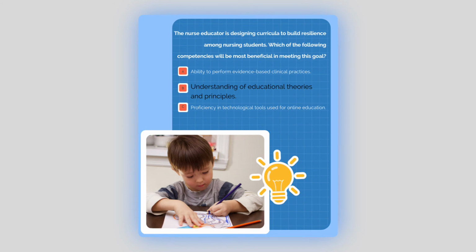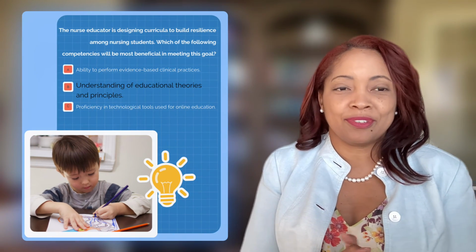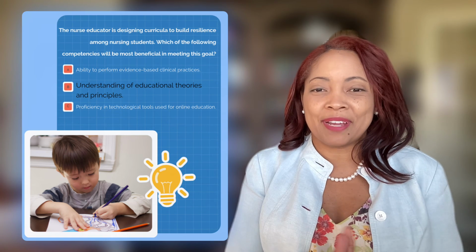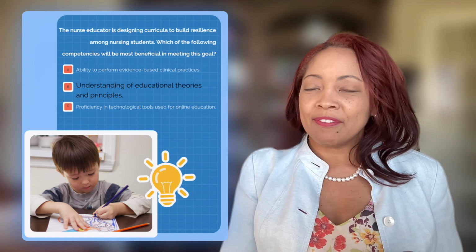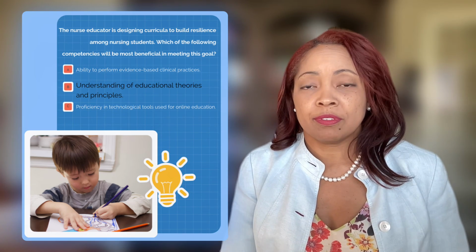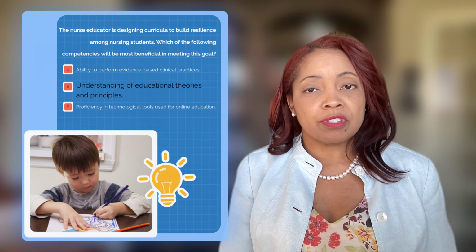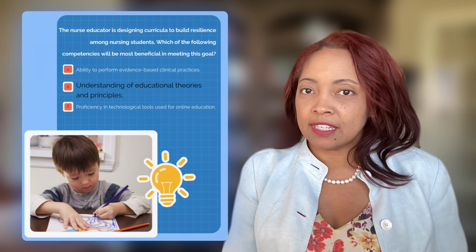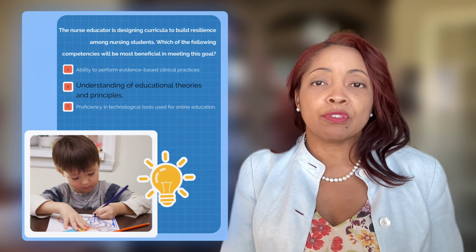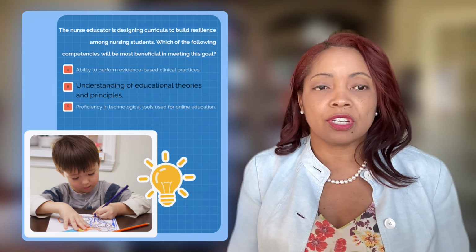All right, so let's take a look at our thought-provoking question. If you chose understanding of educational theories and principles, you are correct. And hopefully you have a good understanding as to why, but if not, I want to give you a resource. Okay, so Billings and Halstead, table 14.1, and we're still in the 6th edition. If you're on the CNE journey, that is the version that is used by the NLN exam writers. Okay, it's the 6th edition.